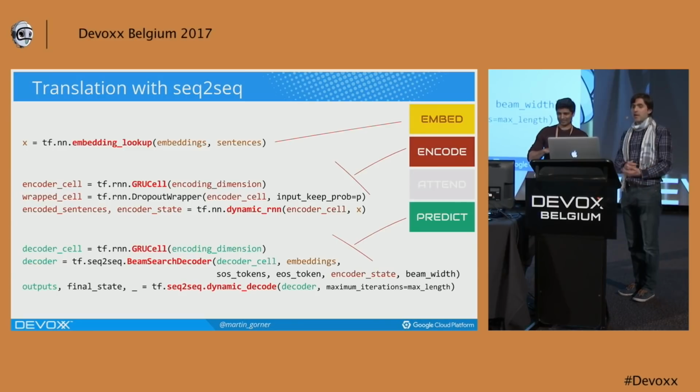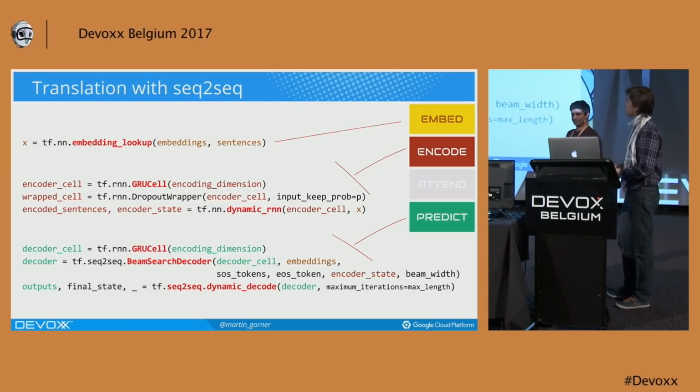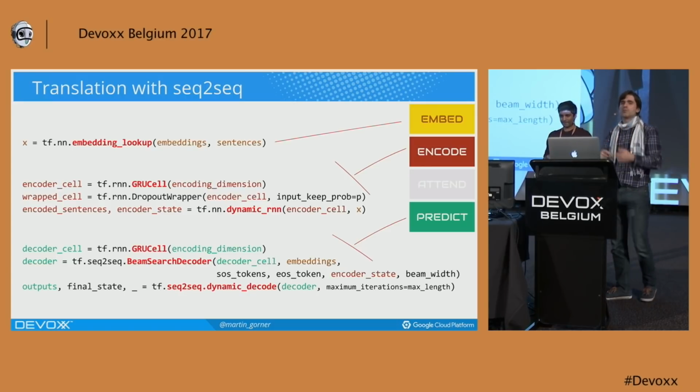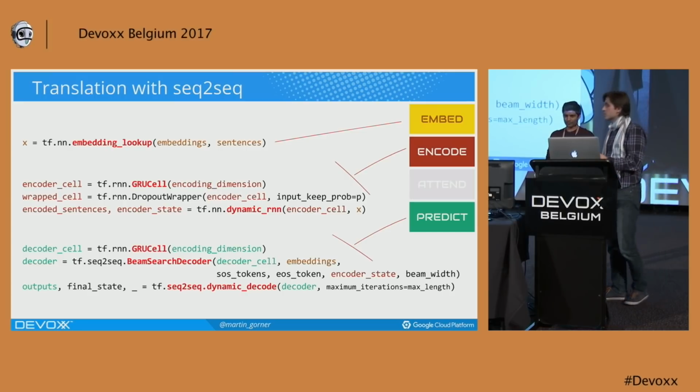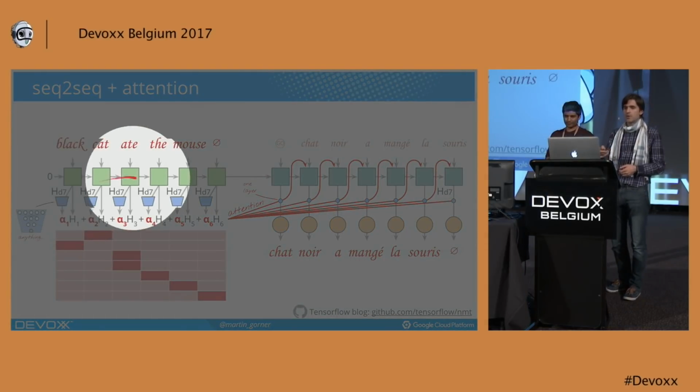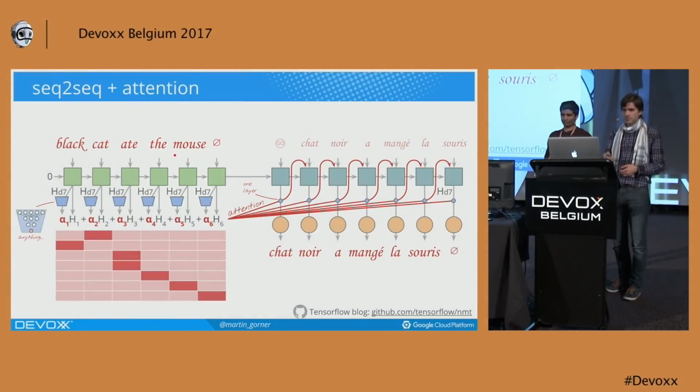So, let's first embed our words using embedding lookups. Then we need a GRU cell for our encoder, and actually just to show you that these cells can be wrapped to implement various regularization techniques like dropout, I put a dropout wrapper around it. And then I use my dynamic RNN to unroll this encoder cell. So here, basically, I implemented this part, the encoder.